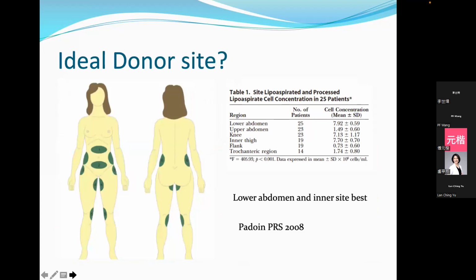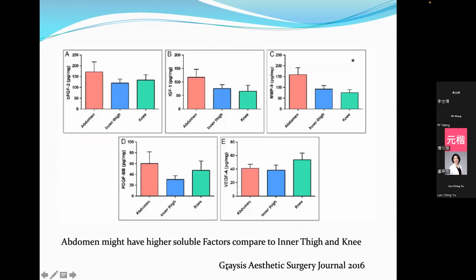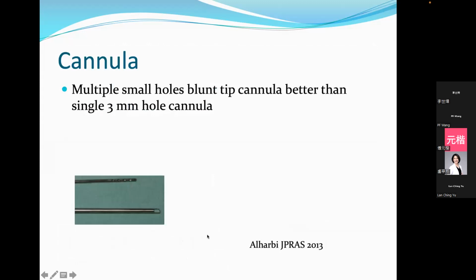In 2008, Pierre Pardoni published a paper showing that the lower abdomen has the highest cell concentration. The second finding is that the highest concentration of fat cells is on the inner side. We want more viable cells so that survival might be better. Another study, Grace's, published in Aesthetic Surgery Journal, says that the abdomen might have higher soluble factors, that's hormones, compared to the inner side of the knee. But I use the abdomen just because it is more convenient, not for those cell concentrations or soluble factors.